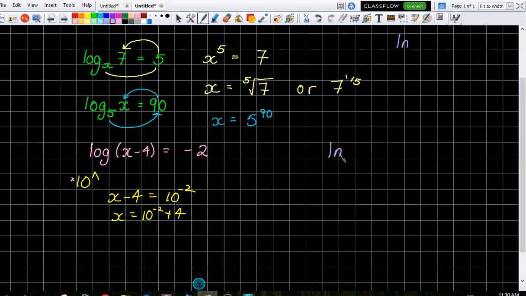So it works the same way, where if I've got ln of x equals 7, how do I get rid of ln? We e it. E to the, you get x equals e to the 7.